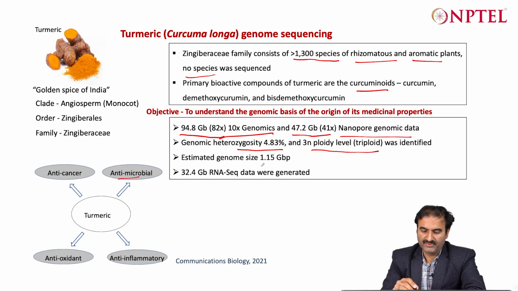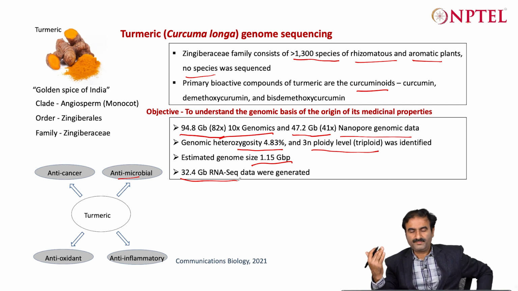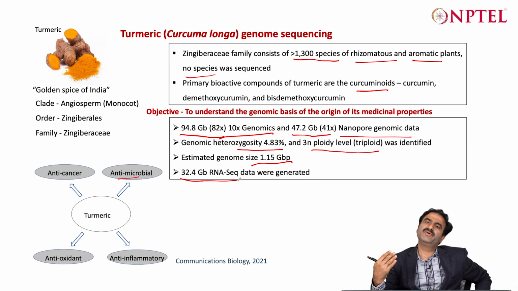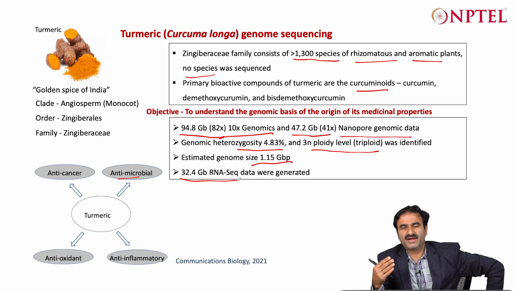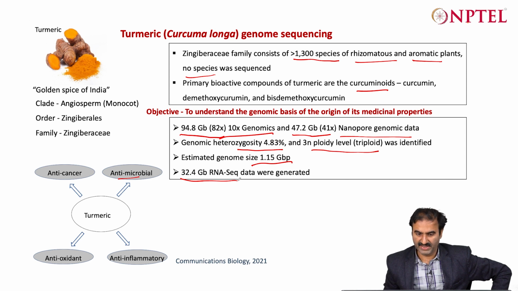Okay, so the estimated genome size came to be 1.15 GB. To resolve the genes and get the expression information of the coding part in detail, 32 GB of RNA-seq or transcriptome sequencing was also done. When you extract the transcriptome, it also contains structural RNA, which is removed by ribodepletion, and only the mRNA or protein coding part is taken forward for the RNA-seq.